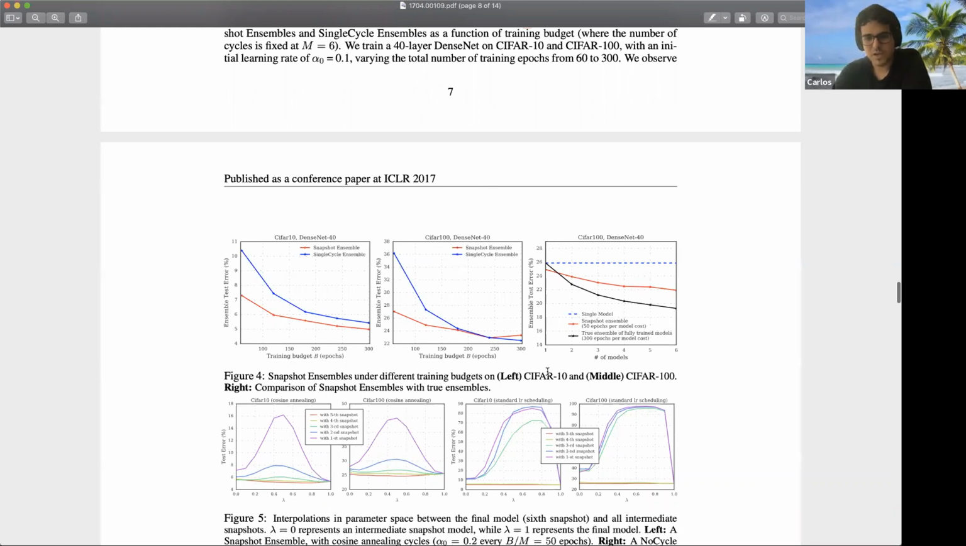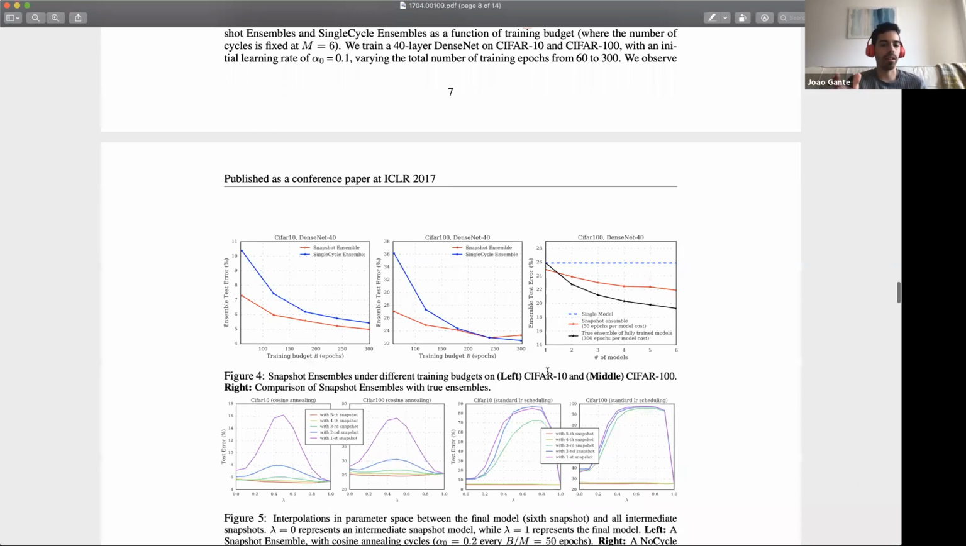So what happens when at the end you use 1, 2, 3, 4, 5, or 6, and that's how the test error goes down. And then they say, well, let's say you wanted to train 2 models, but using true ensembles, you would have to do 300 epochs on each of the models. So that 2 there is actually a 600 epoch budget. Yeah, of course, but that's not an apples to apples comparison.